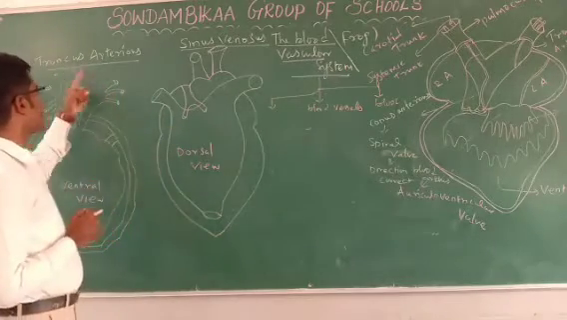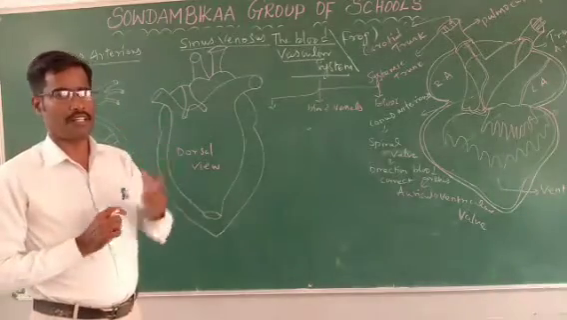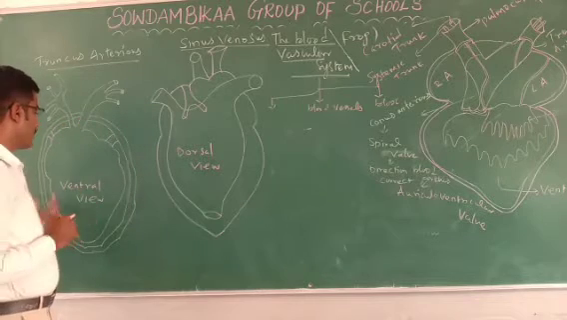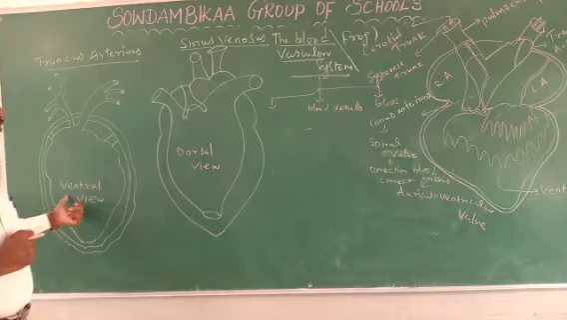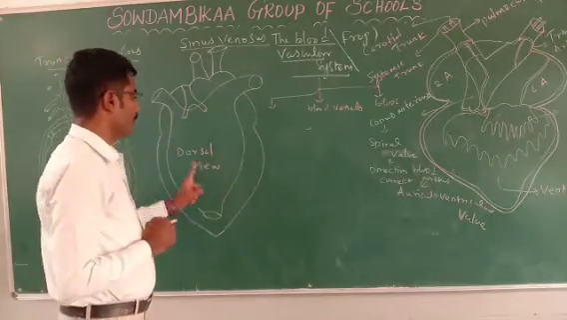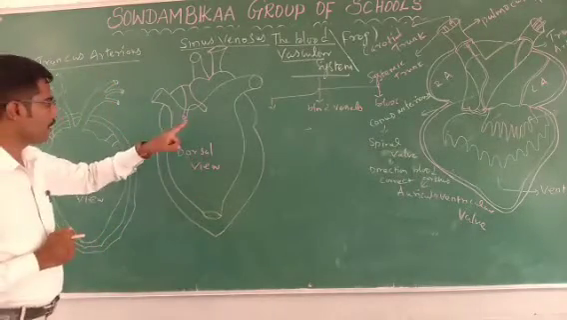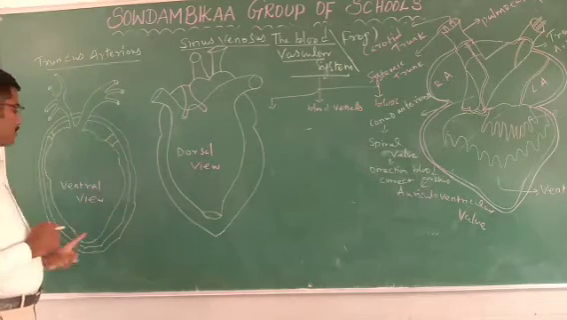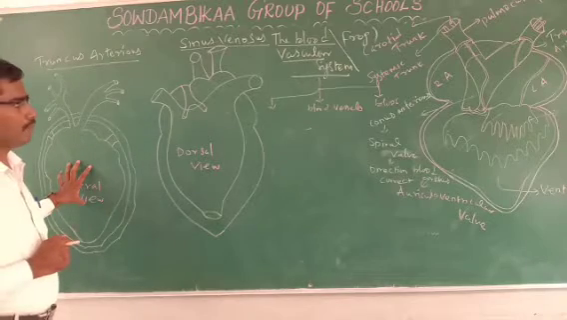Next one is the truncus arteriosus. The truncus arteriosus is very thick-walled. It is conical in position and present on the ventral side of the heart. It's very important. The sinus venosus is a triangular unit on the dorsal side of the heart and is very thin-walled, whereas the truncus arteriosus is very thick in nature and present on the ventral side of the heart.